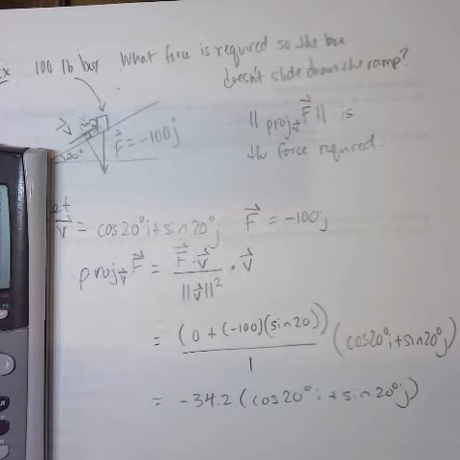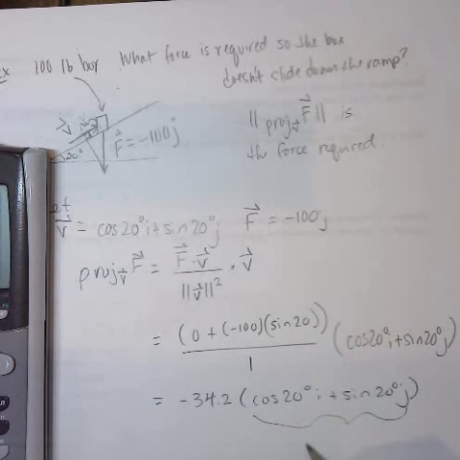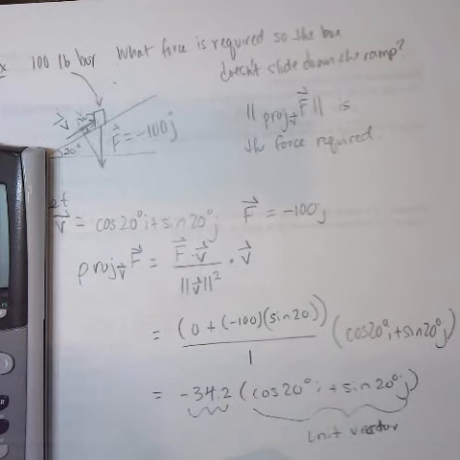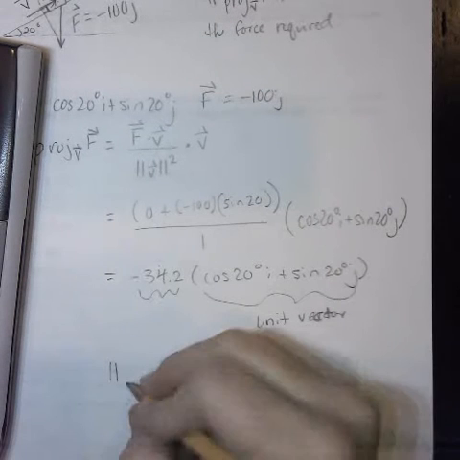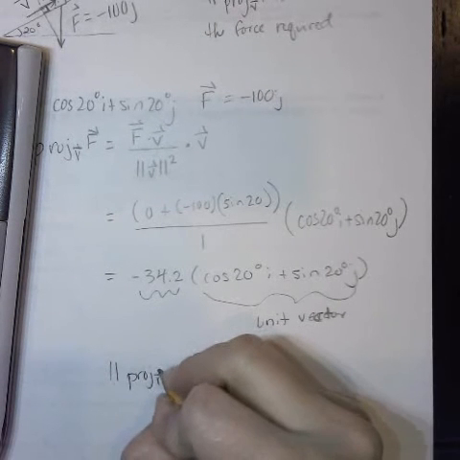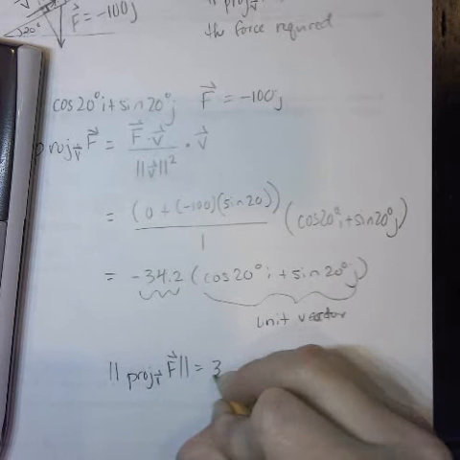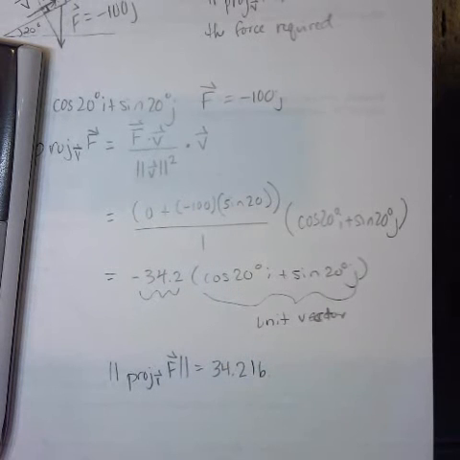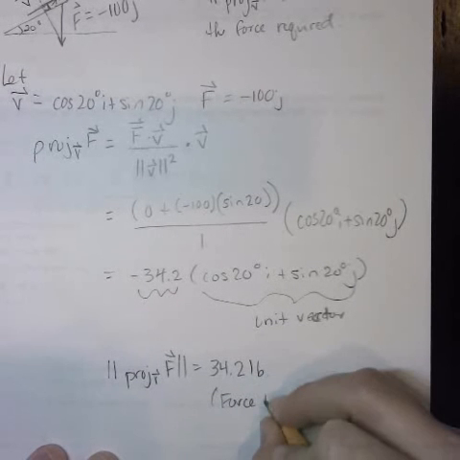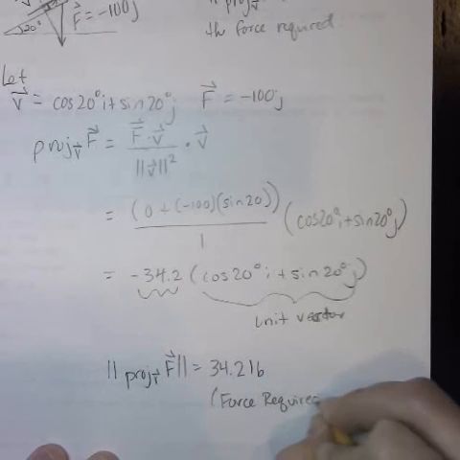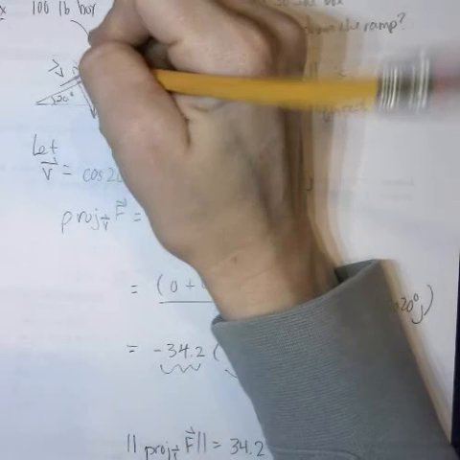And since this is a unit vector, we want the magnitude of this vector, and because this is a unit vector, this is the magnitude in absolute value. So the magnitude of the projection vector is 34.2 pounds. That's our force required. So notice a lot less force is required to keep it from rolling down the ramp, because the force is being applied into the ramp.